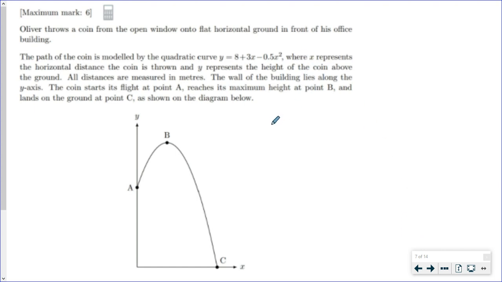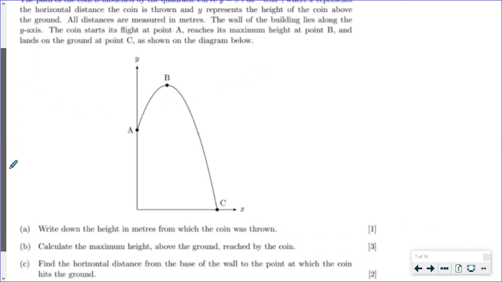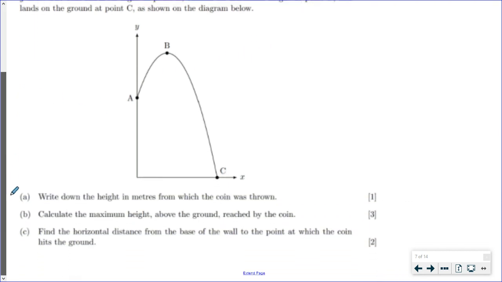Where x represents the horizontal distance the coin is thrown, and y represents the height of the coin above the ground. All distances are measured in meters. The wall of the building lies along the y-axis. The coin starts its flight at point A, reaches its maximum height at point B, and lands on the ground at point C, as shown on the diagram below. All right, so we have this nice diagram below.